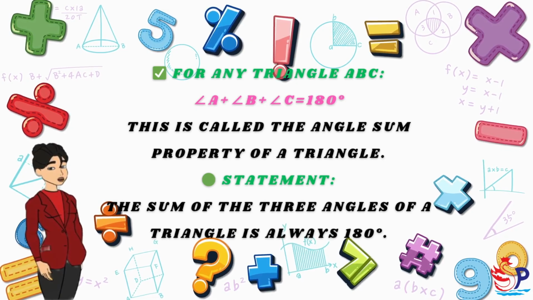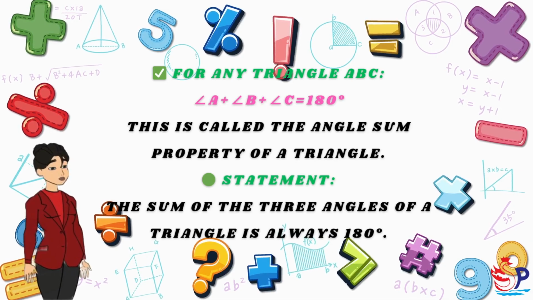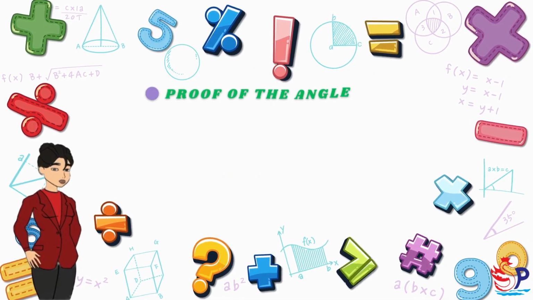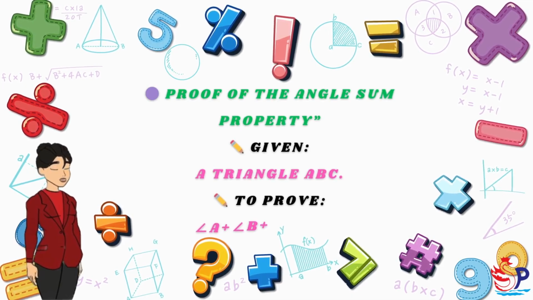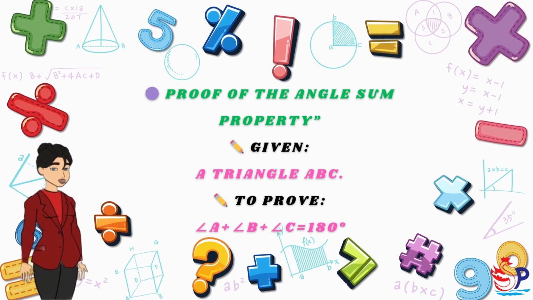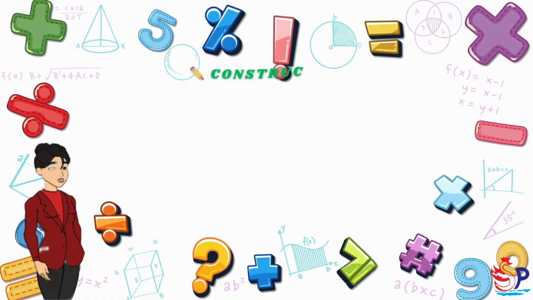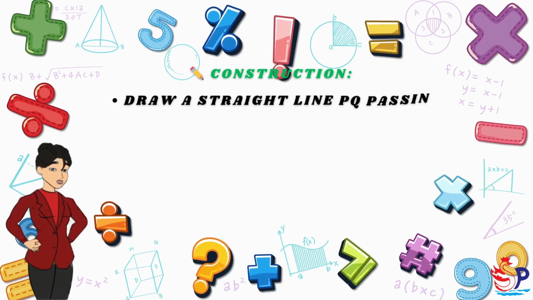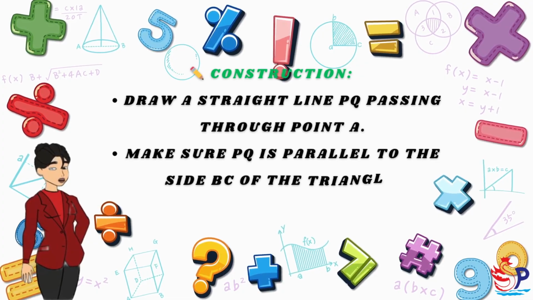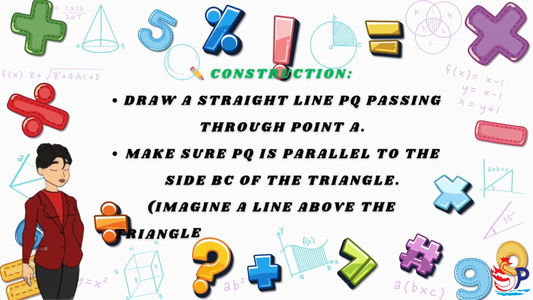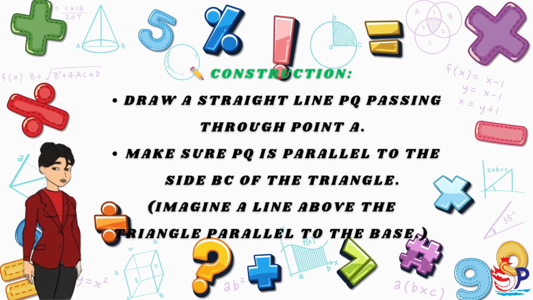Statement: the sum of the three angles of a triangle is always 180 degrees. Proof of the angle sum property. Given a triangle ABC. To prove: angle A plus angle B plus angle C is equal to 180 degrees. Construction. Draw a straight line PQ passing through point A. Make sure PQ is parallel to the side BC of the triangle. Imagine a line above the triangle parallel to the base.